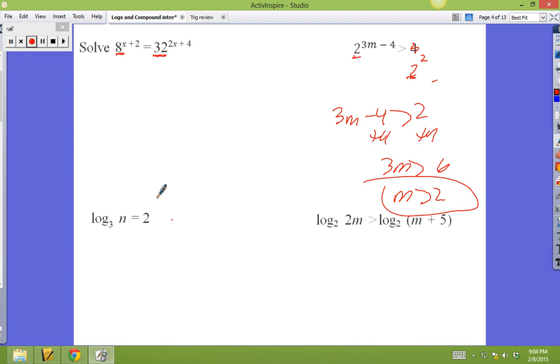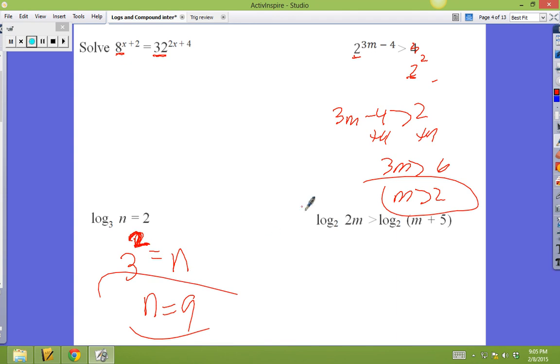Okay, now here we go. Log base 3 of n is equal to 2. So 3 raised to what power is 2? This is the exponent. The exponent goes here. So really what they're asking is 3 to the n, or 3 to the 2. That's the exponent. So 3 squared is equal to what? The n goes here. So if you just morph this real quick, 3 squared is 9. So n has got to be 9.